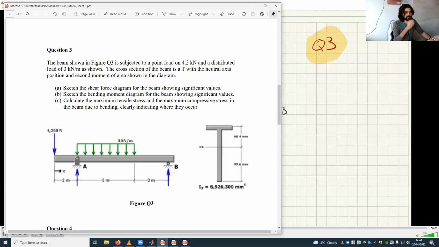And I have the 2 reaction forces that I can find easily by doing the free body diagram. So let's call this AY and BY, the reaction forces at B and A. Okay.